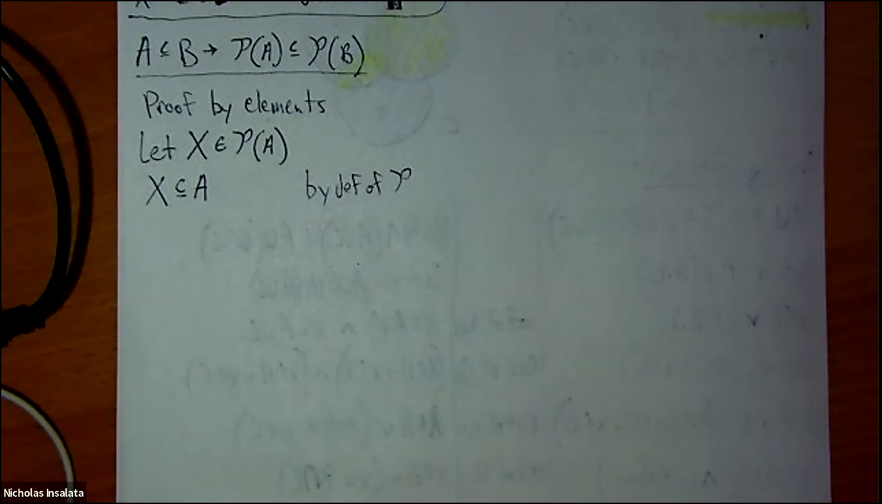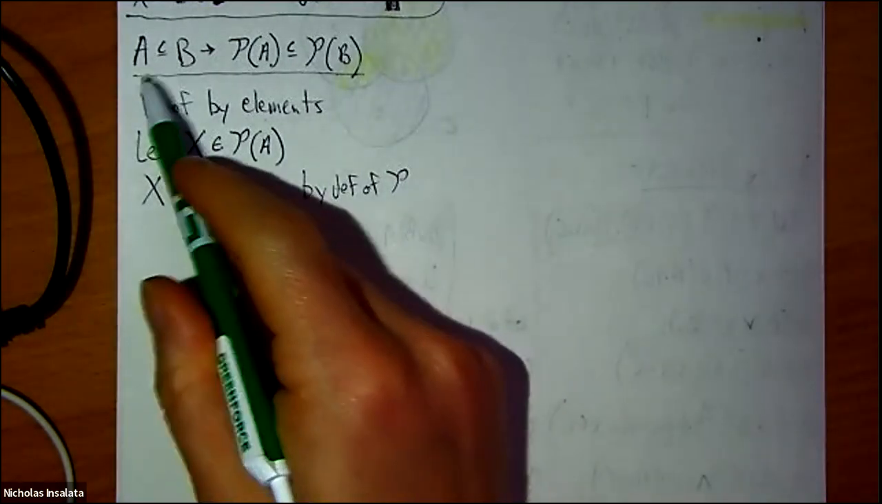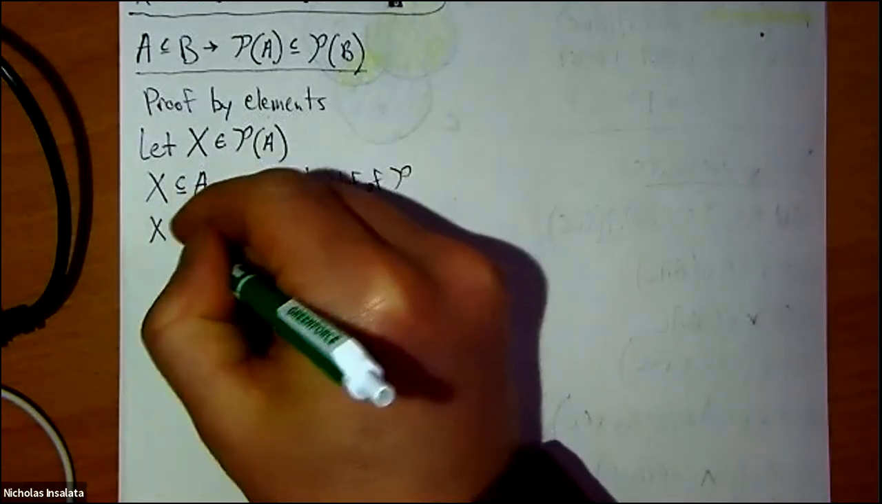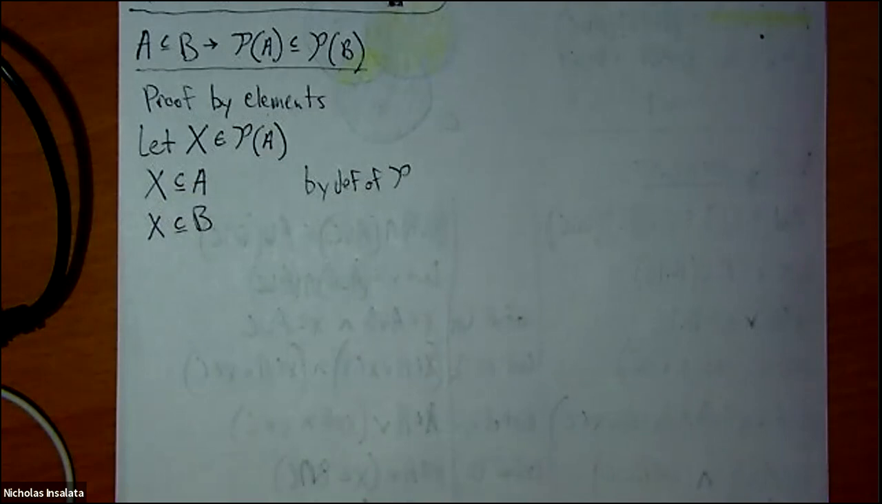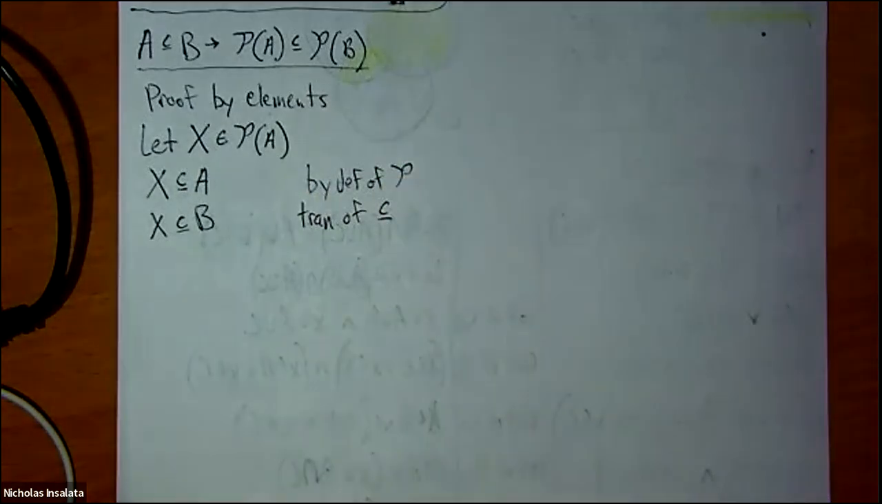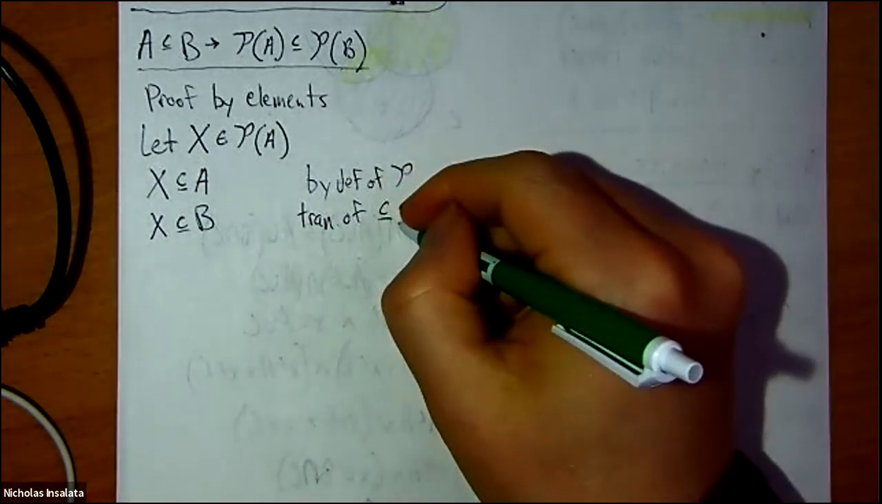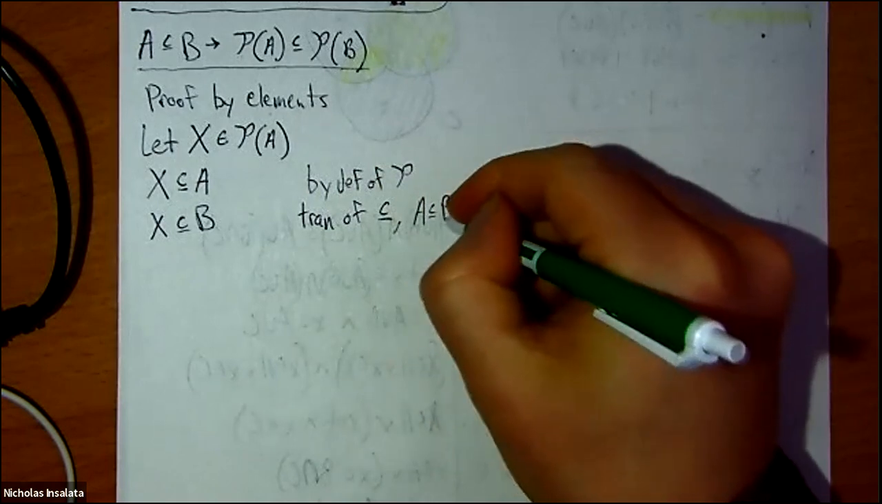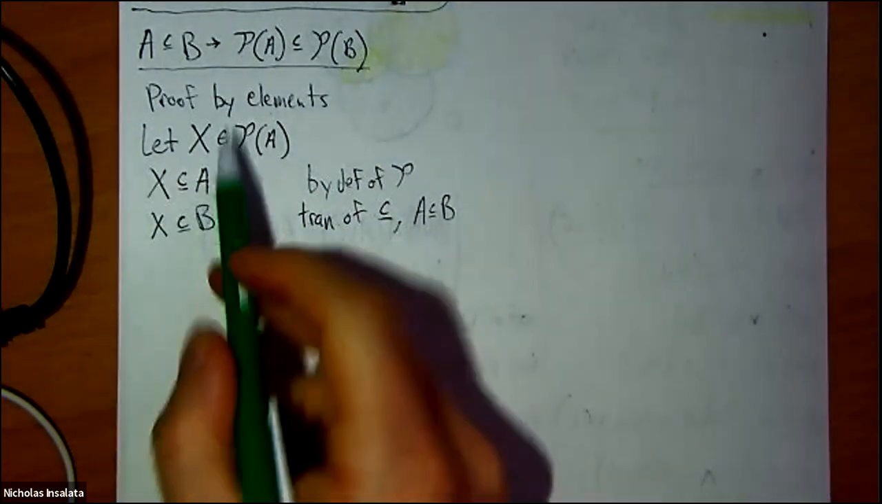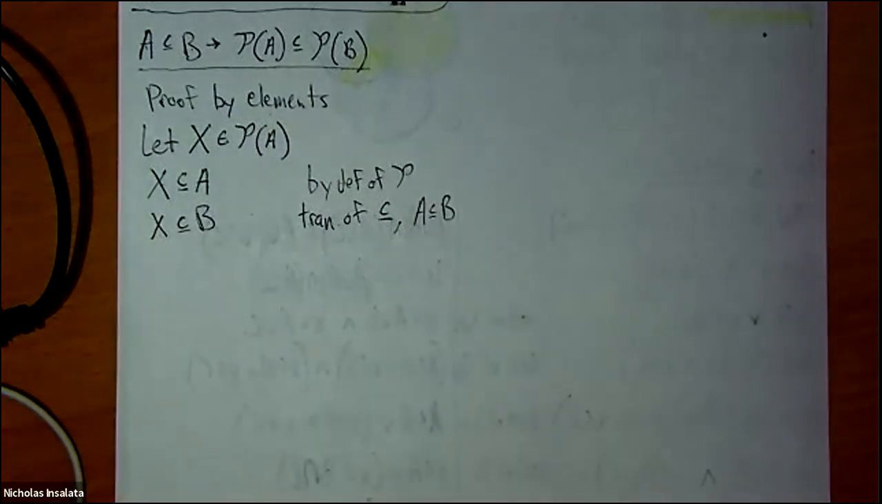Then we use the left, okay? So if X is contained in A and A is contained in B, then what do I know? X is contained in B, good. And why is that? By the transitive property of containment. And A is contained in B. Right? So if X is in A and A is in B, then X is in B.